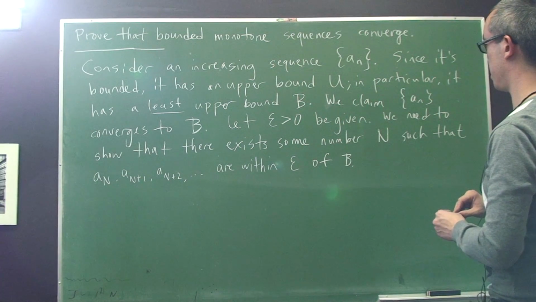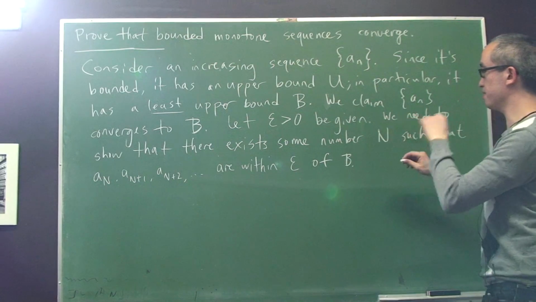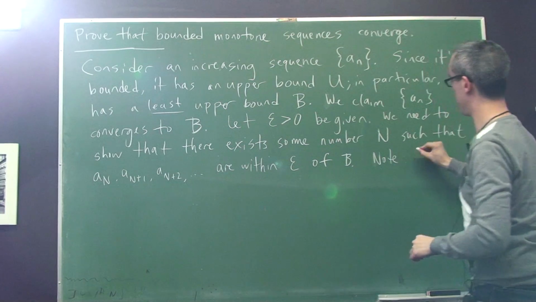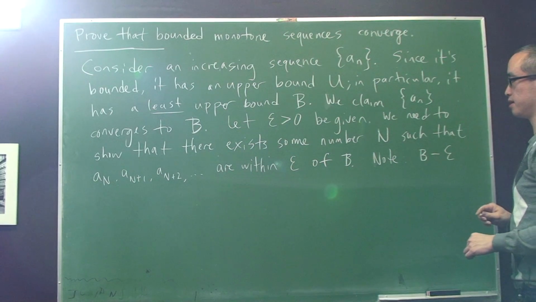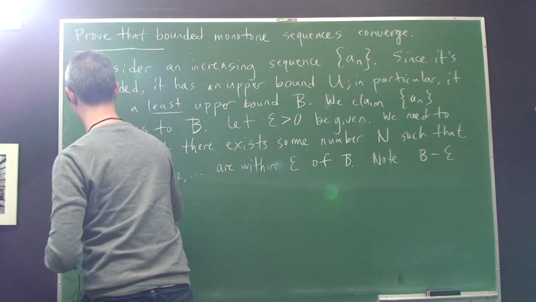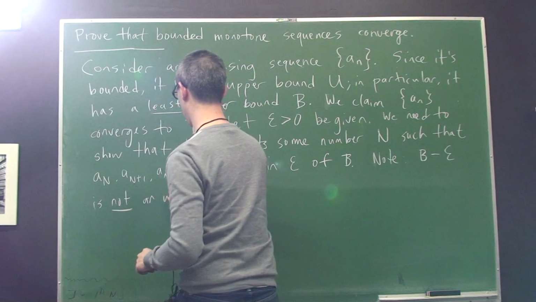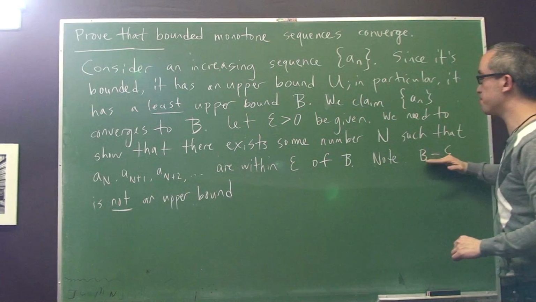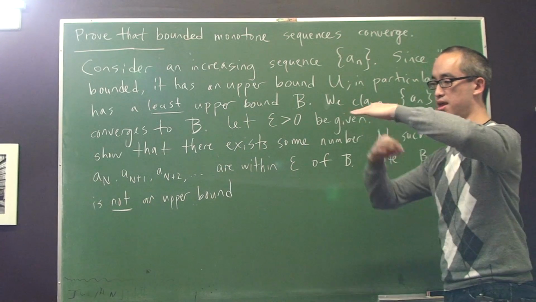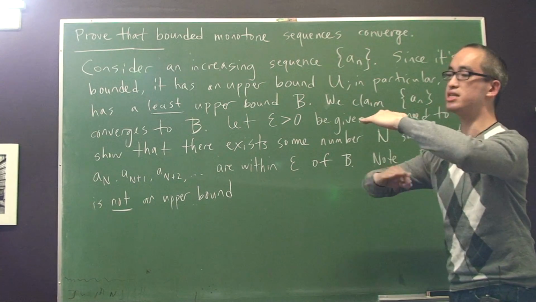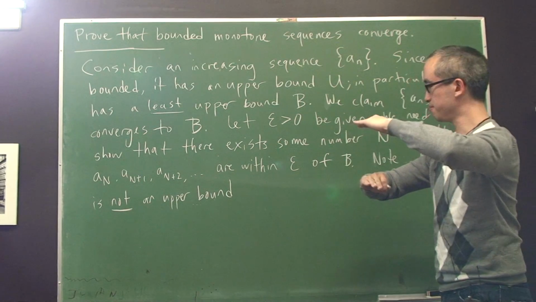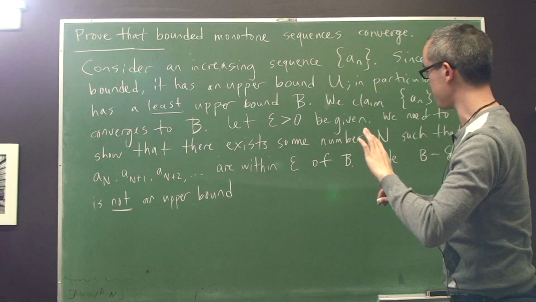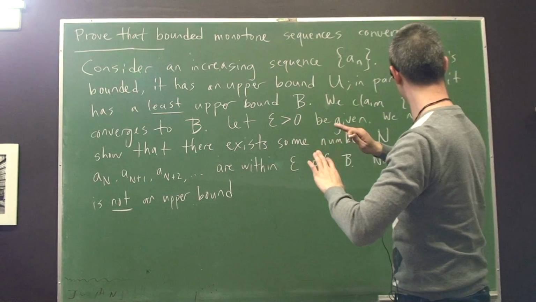of b. Now, since b is a least upper bound, I want to note that b minus epsilon is not an upper bound. Because if it were an upper bound, we have this number that's smaller than b, so we have this least upper bound, we have b minus epsilon, which is smaller, and if this were itself an upper bound, that would mean that this is not the least upper bound. So b minus epsilon is not an upper bound at all. So what does that mean? It means that it gets broken, right? It's not a roof.